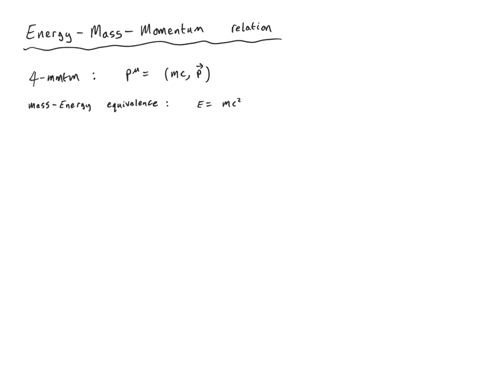This will be the fundamental equation of relativistic kinematics, and we'll see that it's extremely useful when doing actual calculations in relativistic mechanics. The first step is to note that we can identify the momentum either as mc in its time-like component, or, using Einstein's mass-energy equivalence, we can write this as E over c.